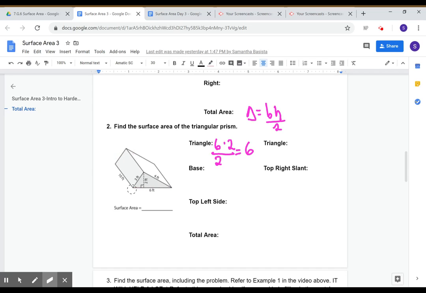Now the back triangle is going to be the exact same thing. We can't see it, but it is parallel to my front triangle. So if my first one was 6, my front one and back one are both 6, depending on how you want to look at it.